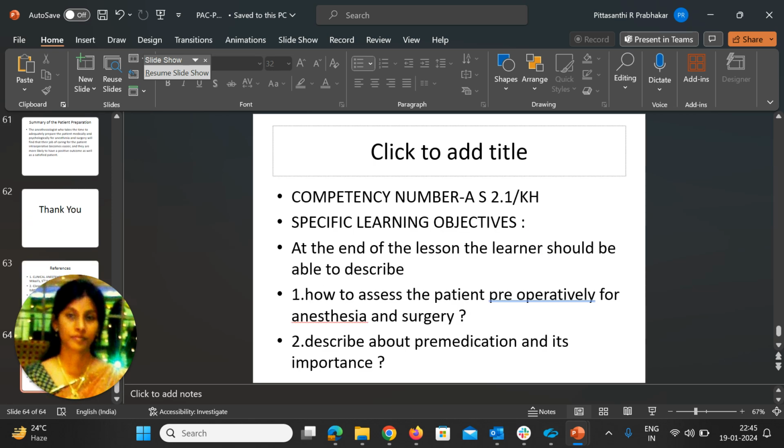The competency number is AS 2.1 bar KH. The specific learning objectives are: at the end of the lesson, the learner should be able to describe how to assess the patient preoperatively for anesthesia and surgery and to describe premedications and their importance.